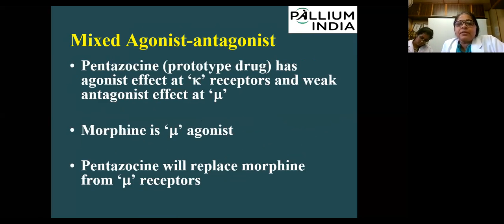When you talk about pentazocine, it has an agonist action at the kappa receptor and a weak antagonist action at the mu receptor. Now we know that morphine acts as a mu agonist. So that is why, what will pentazocine do? It will go and replace morphine from these receptors.